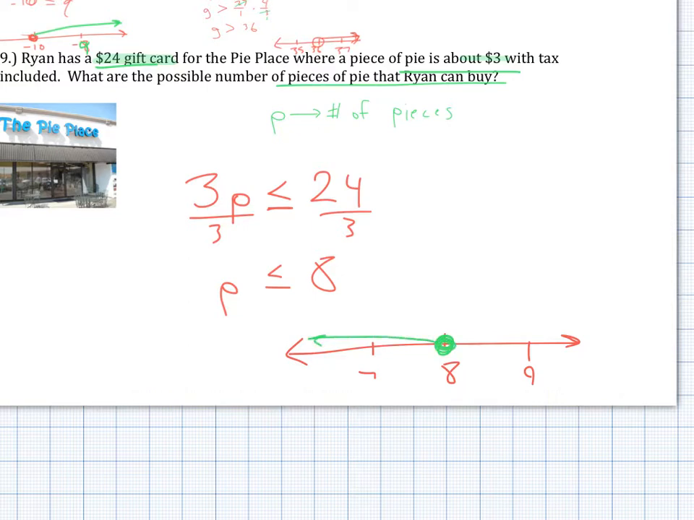So think about the solutions. The solutions here would be 0, 1, 2, 3, 4, 5, 6, 7, and 8 pieces. You wouldn't go less than 0. So if we wanted to be totally accurate on this, we'd extend the number line all the way to 0, and this wouldn't actually be a ray. It would be a line segment. Okay, let's look at a couple closer questions here.